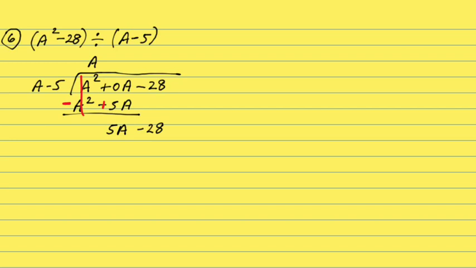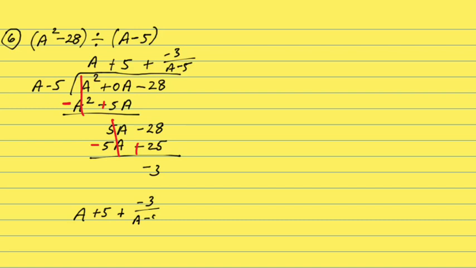A times what is 5a? Well, a times positive 5 is 5a, and positive 5 times negative 5 is negative 25. Changing your signs and adding, you get a remainder of negative 3. So you have a plus 5 and a negative 3 over a minus 5.